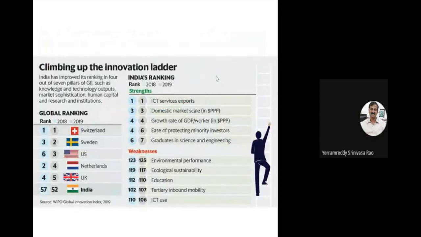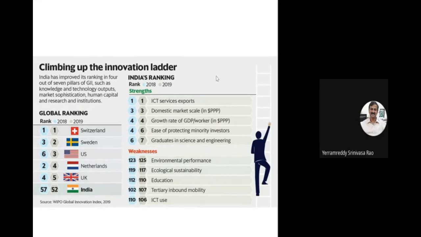So from an invention and creativeness point of view, we are at 52nd position worldwide. Though I was telling that from an education point of view, we are on top, right? Engineering graduates, we are on top. But in terms of inventions, we are at 52nd position. So this is a matter of concern.